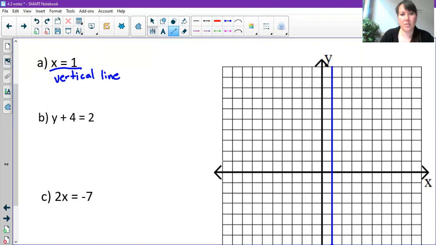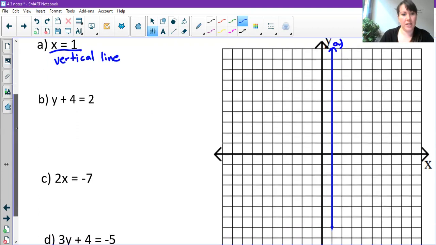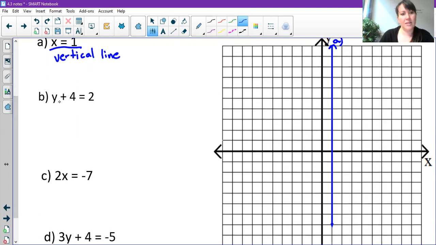Okay, and I need to make sure I label it because we're going to draw all of these on the same graph and put arrows on the ends. All right, the next equation I see, when I look at this, I see only a y value. So that tells me I'm going to have a horizontal line.